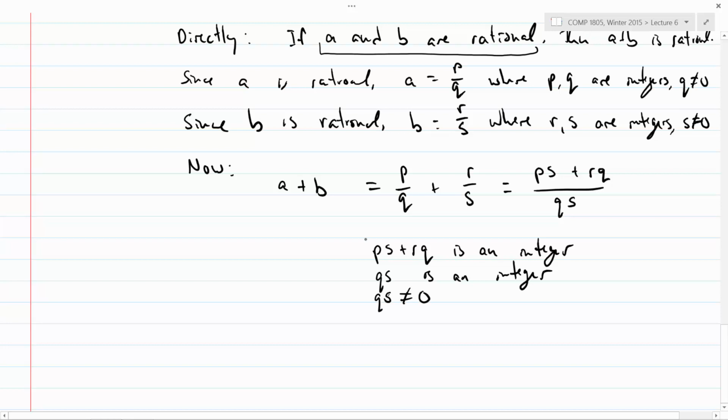So this shows that A plus B is rational. And this is hardly groundbreaking, right? If you add two rational numbers together, you get a rational number. That makes sense. Any questions about this?